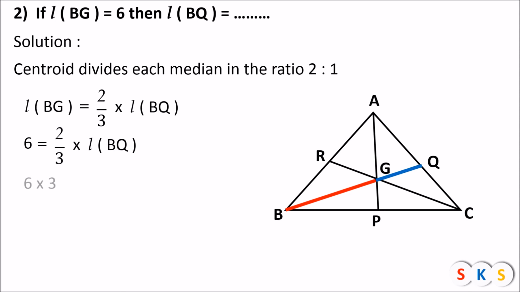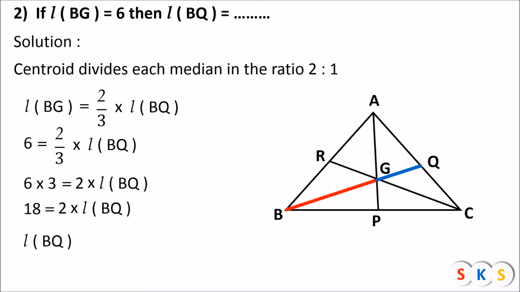Now we will shift 3 to that side, so 6 into 3 equals 2 into length BQ. 6 into 3 is 18. 18 equals 2 into length BQ. We will shift 2 to that side. 18/2 equals BQ/2. Therefore, length BQ equals 9.